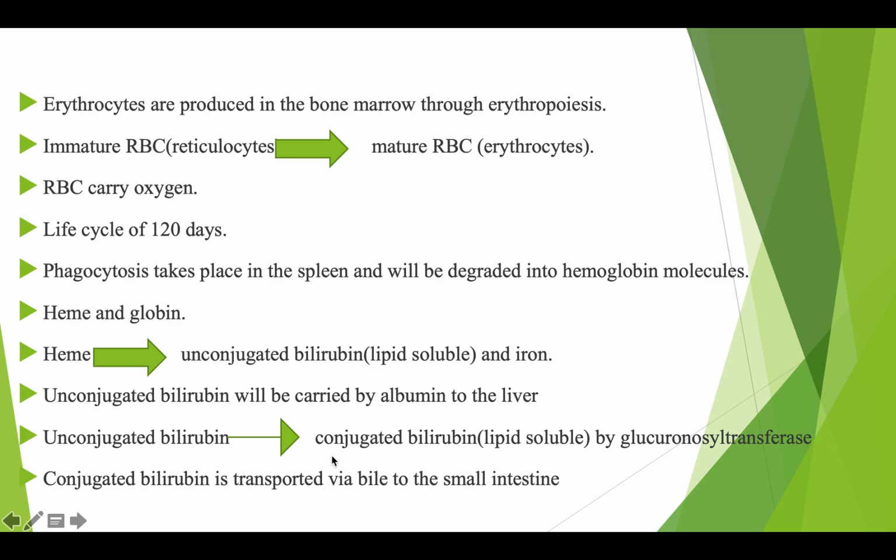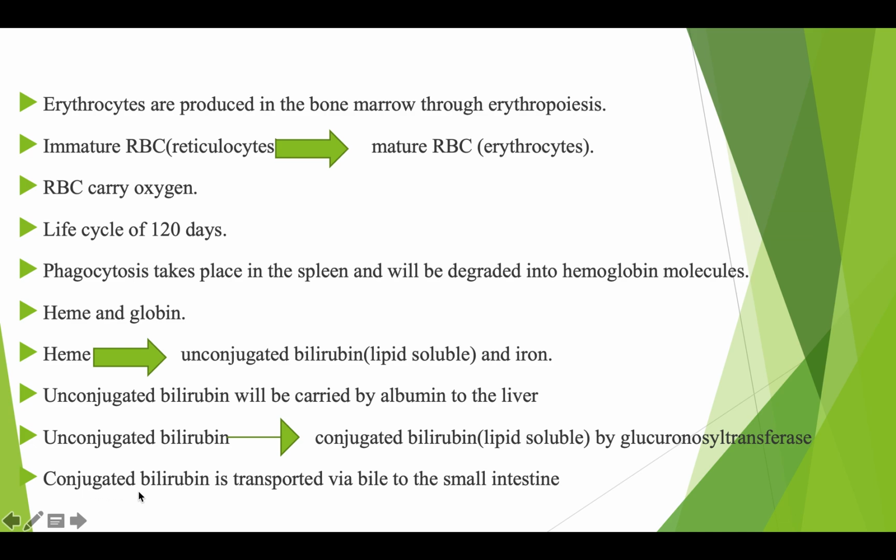So I made an error here. Conjugated bilirubin should be water soluble, and unconjugated bilirubin should be lipid soluble. So after conjugation, the end product, conjugated bilirubin, is water soluble, so it can be excreted, it can be moved, and it can spread through the intestinal walls.